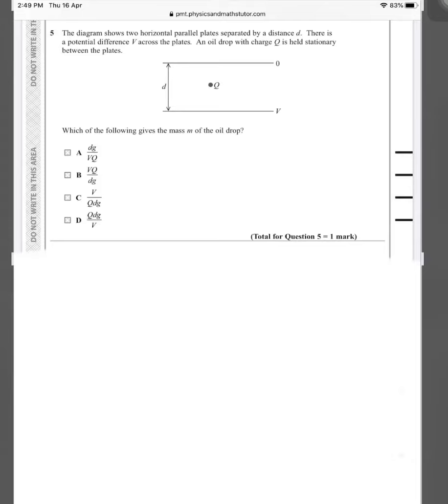Number 5. The diagram shows two horizontal parallel plates separated by a distance d. There is a potential difference V across the plates. An oil drop with charge Q is held stationary between the plates. Which of the following gives the mass of the oil drop?